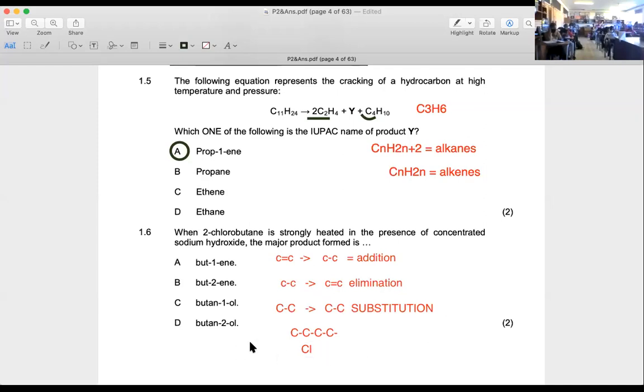Okay, so I can't really draw it perfectly here, but there is 2-chlorobutane: methane, ethane, propane, butane, and on carbon number 2 is chlorine. Now let's suppose then that we add NaOH.